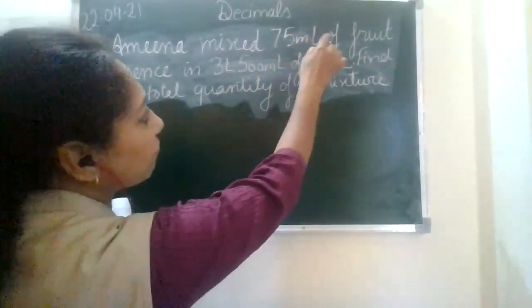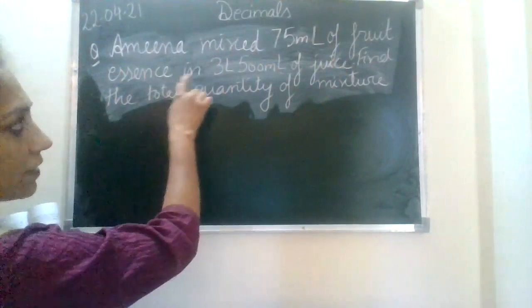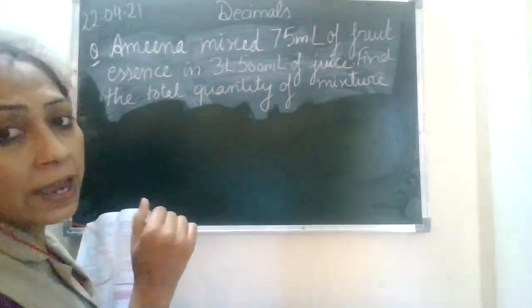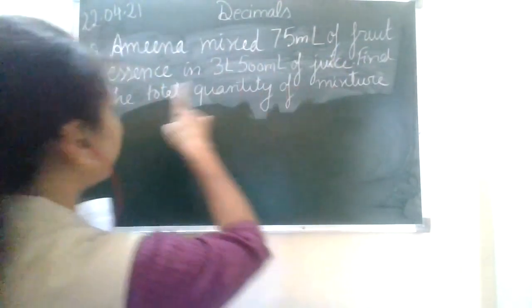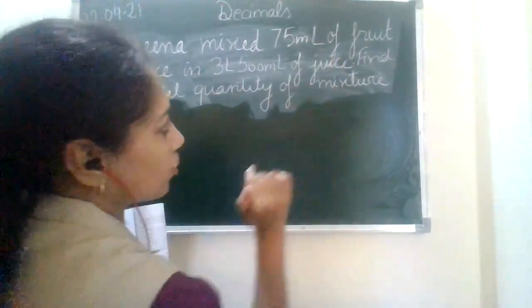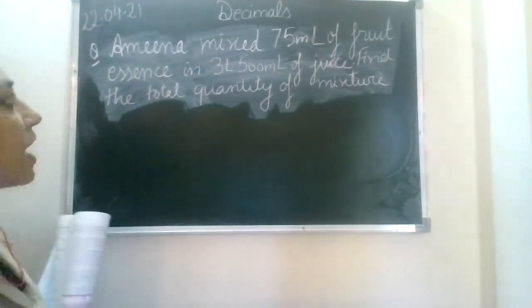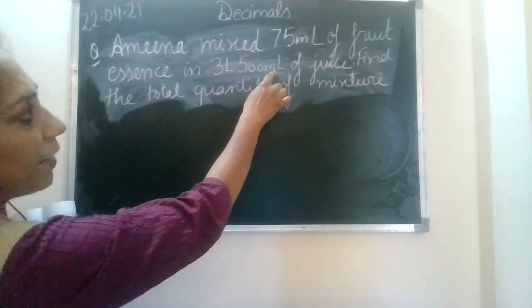Amina makes 75 ml of fruit essence in 3 liter 500 ml of juice. Find the total quantity of mixture. That means something is added to this 3 liter 500 ml.